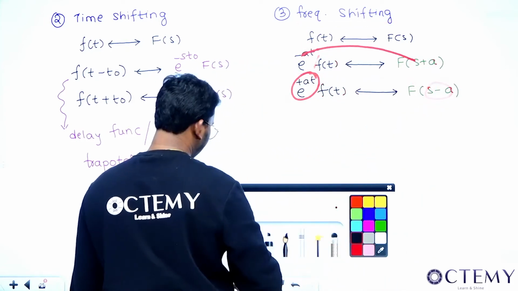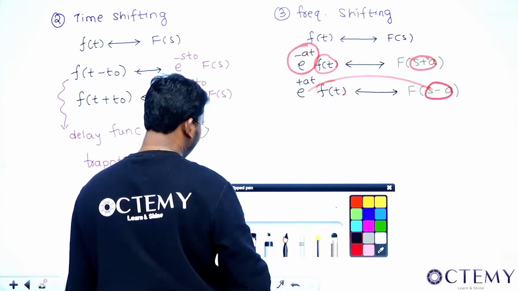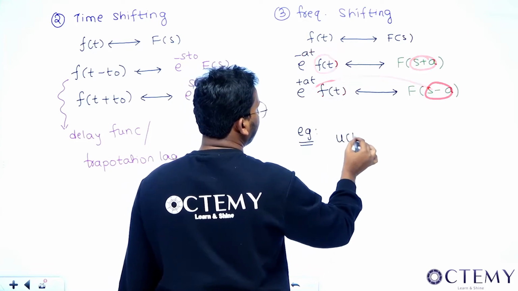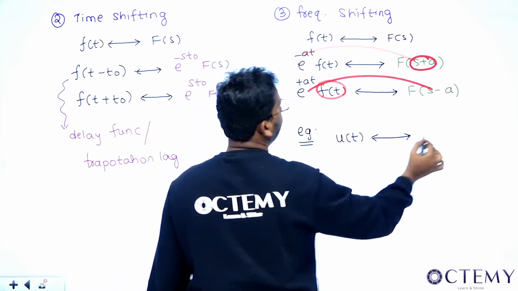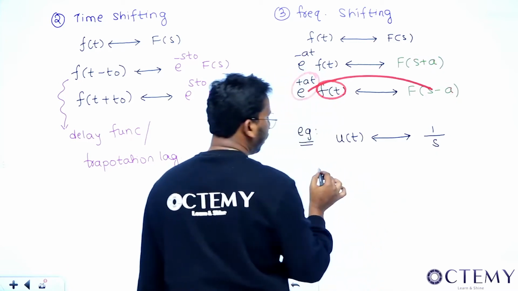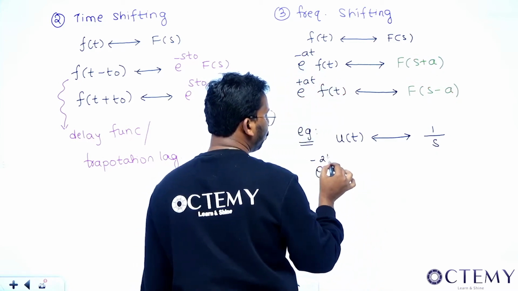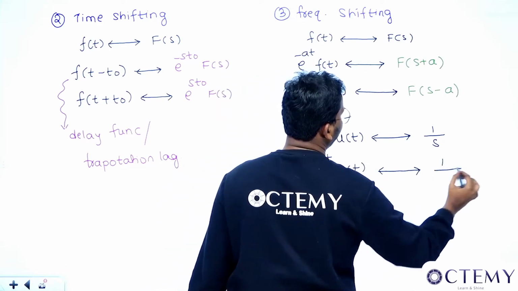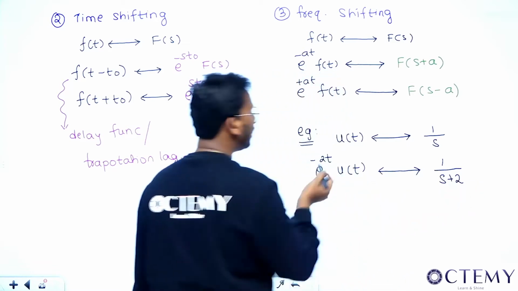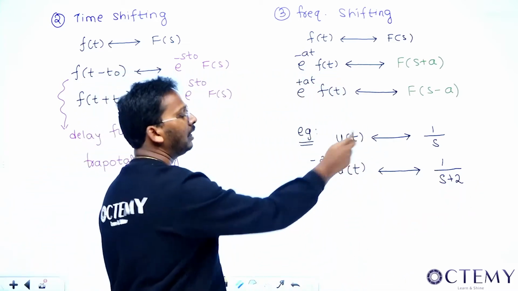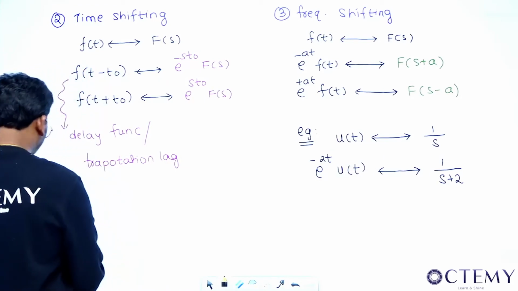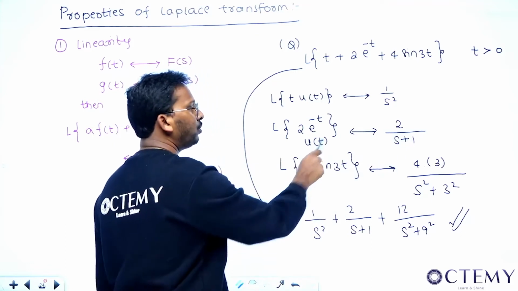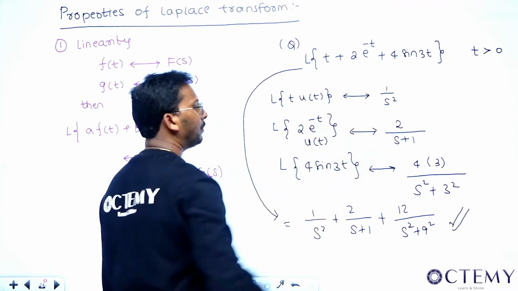Knowingly or unknowingly, we have seen an example of this. See, sir, what is the example we have seen already? What is the Laplace of u(t)? Sir, it is 1 by s. What is the Laplace of e power minus 2t u(t)? You have written it as 1 by s plus 2. So wherever you see s, you replace it. If you have minus 2 here, it will become s plus 2. If it was minus t here, it will become s plus 1, because for u(t) it is 1 by s, and with e power minus t, it is 1 by s plus 1.